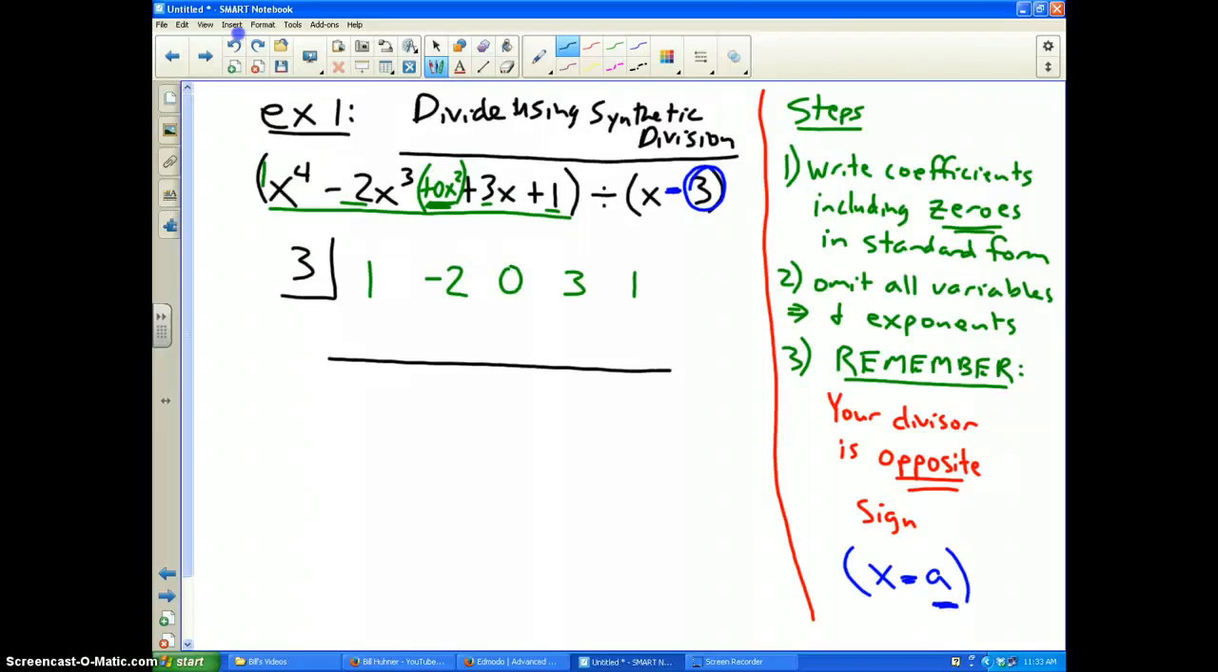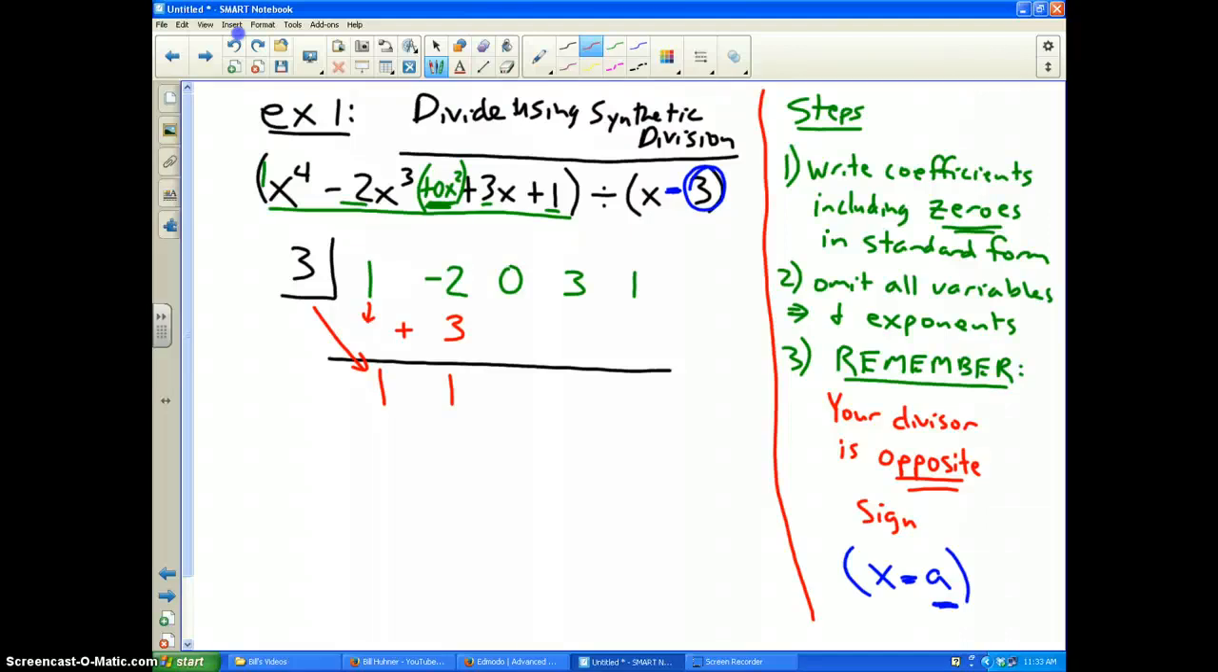And here's how synthetic division works. You always drop down the first term, so the first number comes down. We multiply what's in the box times that number and put it under the next coefficient. So 3 times 1 is 3, and so I put 3 there. And then we add the coefficients. So negative 2 plus 3 is 1.